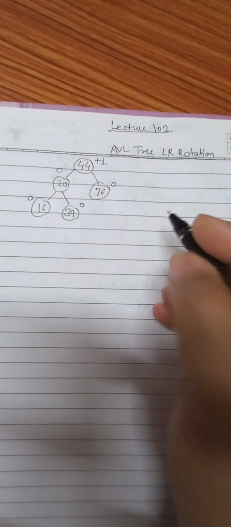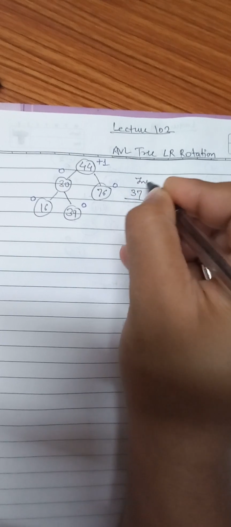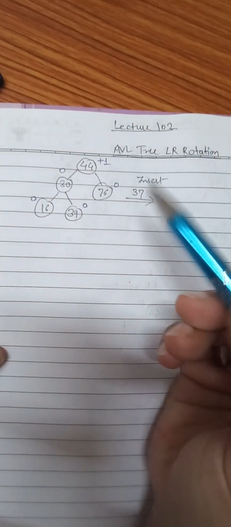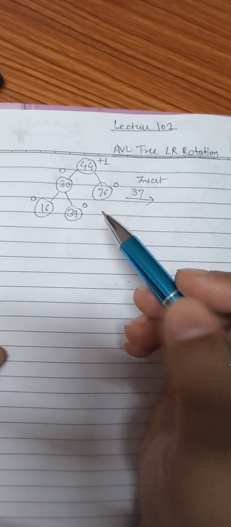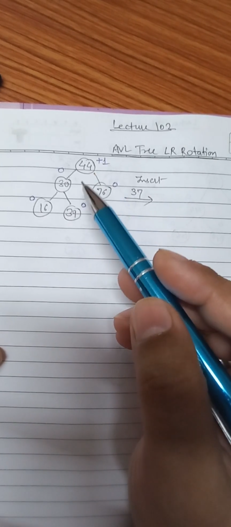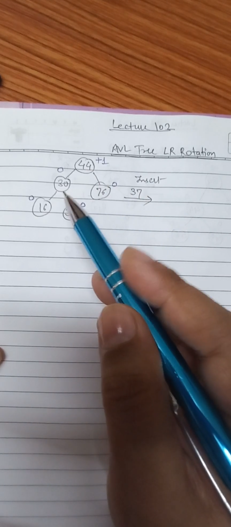Now suppose we are inserting 37. Where should we insert it? We should see the binary search tree property. We can see that this is the root, 44, and we want to insert 37, so it will come on the left hand side.